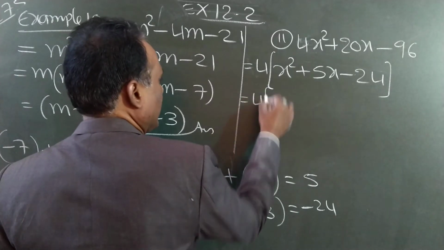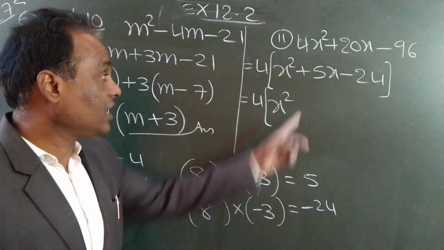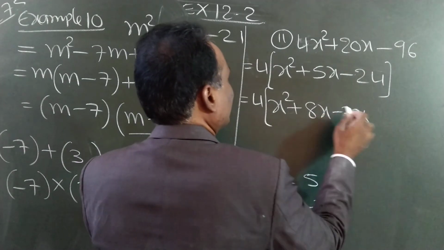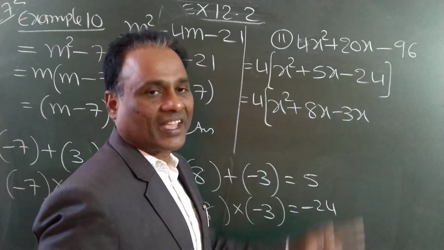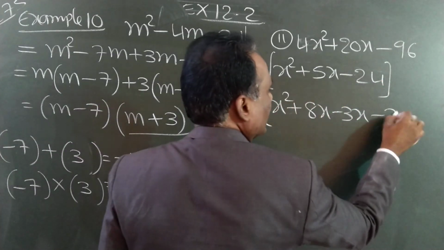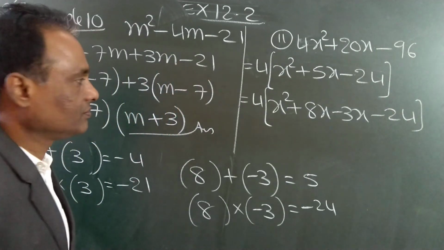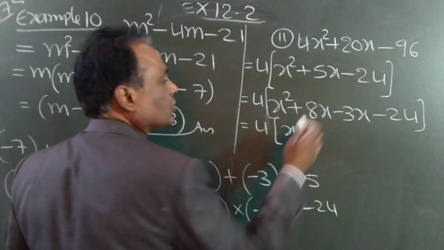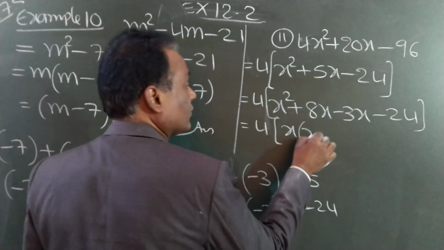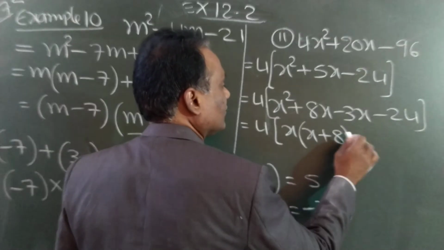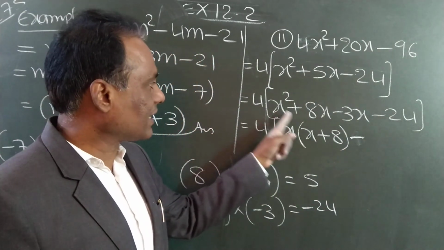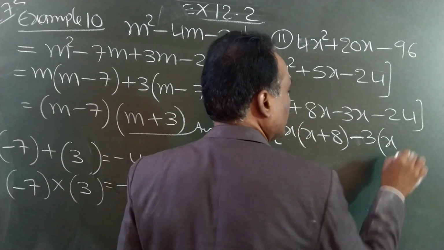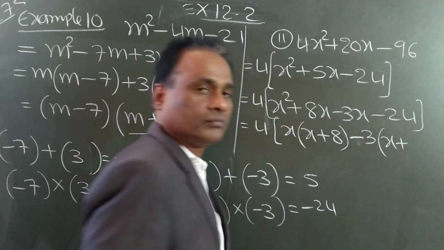So, 4 only you write. x square, 5 is written as 8 minus 3. 8x minus 3x. 5 is written as 8x minus 3x is 5x. First one same, last one same. Common in the first two? First two, x common. Another x remains, 8 remains. x common, another x remains, 8 remains. Minus 3 common. x remains. Minus common means plus.